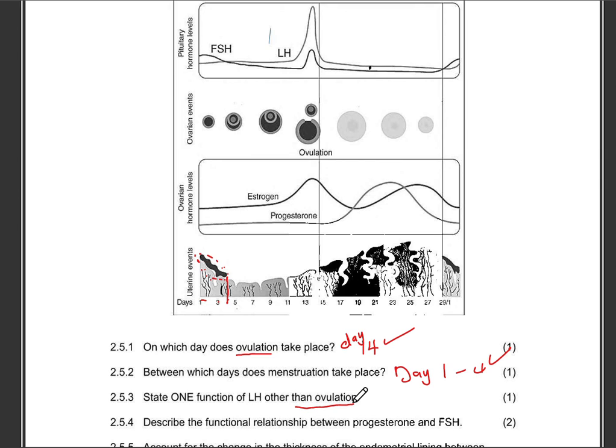Then state one function of LH other than ovulation. We know LH has two functions, right? To stimulate ovulation and also to stimulate the conversion of the Graafian follicle into the corpus luteum. So the function is to stimulate the conversion of the Graafian follicle into the corpus luteum. 1 mark.